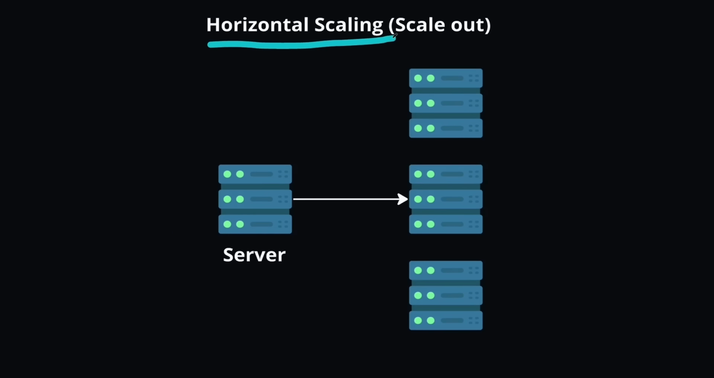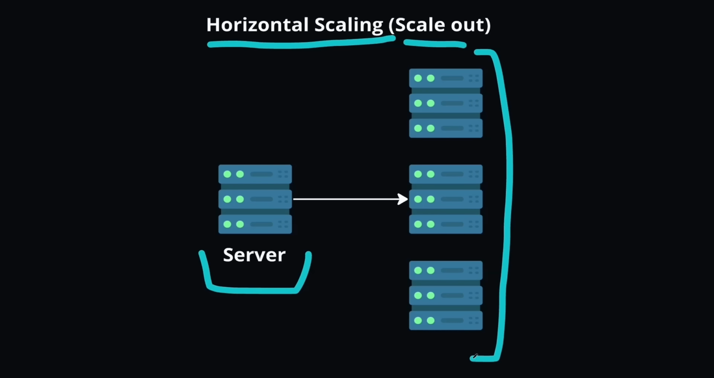On the other hand, we have horizontal scaling, which is also sometimes called scale out. In case of horizontal scaling, we are just adding more servers to share the load. So instead of having the single server, we might replicate and have 3 of that same server. And now we can share that load between these servers instead of handling all of them in a single server.